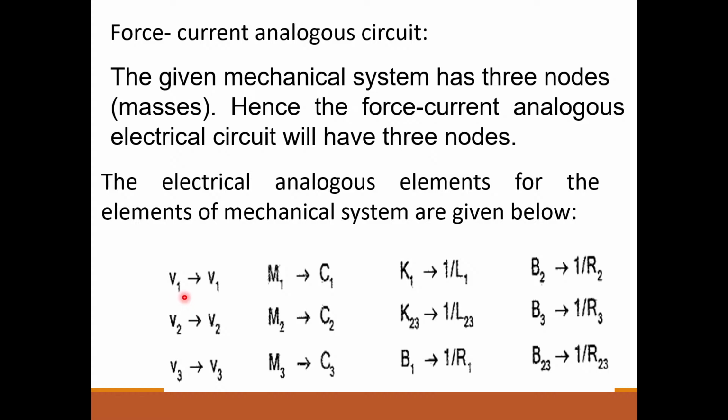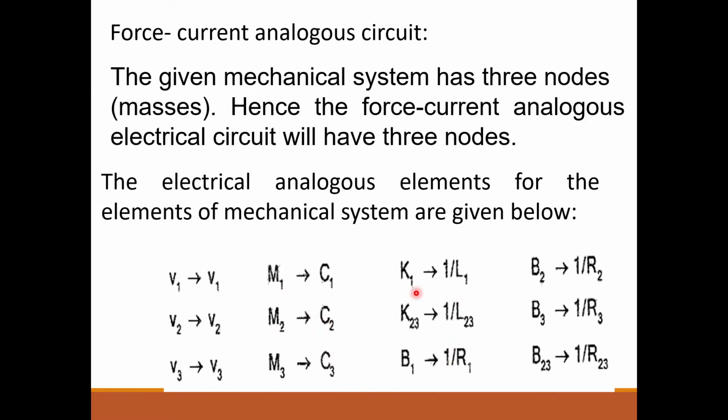So V1 is velocity. So voltage V1 is analogous to velocity V1. Voltage V2 is analogous to velocity V2. And voltage V3 is analogous to velocity V3. So for angular velocity, instead of writing V1, V2, V3, you can replace V with omega. So C1 is analogous to M1, C2 is analogous to M2, C3 is analogous to M3.